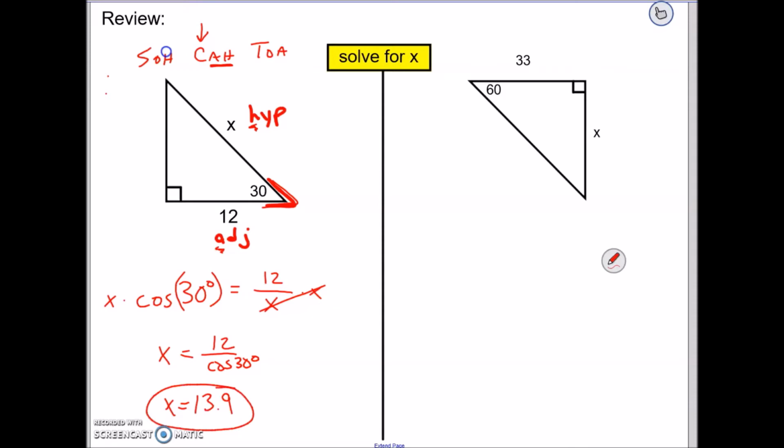Now, if you get something different and you did 12 divided by the cosine of 30, you might have your calculator in the wrong mode. You might have it in radian mode instead of degree mode. I'll talk about that a little bit later in this video as well.